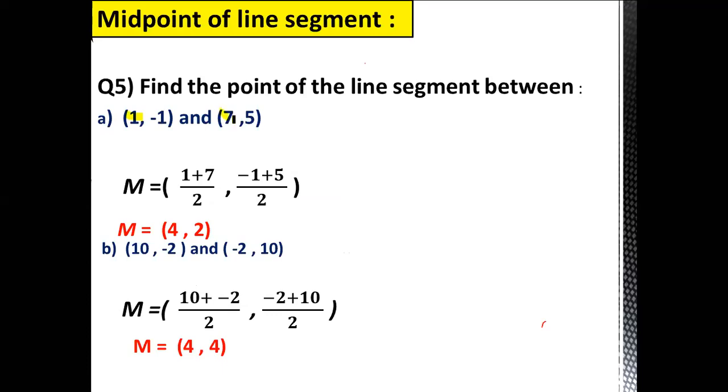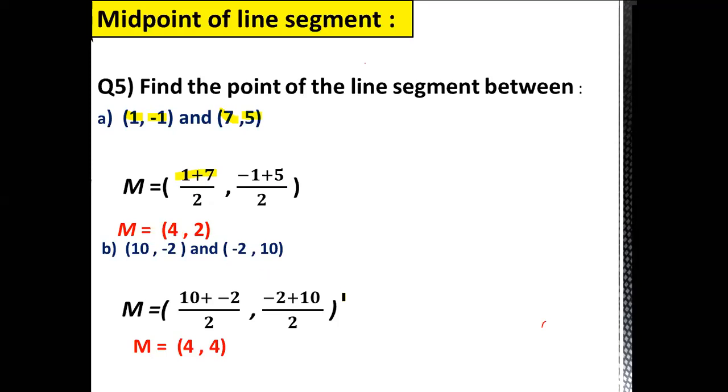This is the 7 for the second point. I added 1 plus 7, and I divided that by 2. And then negative 1 plus the 5. So, Muhammad Merami, did you notice that we add, we don't find the difference? We just add to find the mean. So it's negative 1 plus the 5, that would be 4. Divided by 2, your answer is 2.